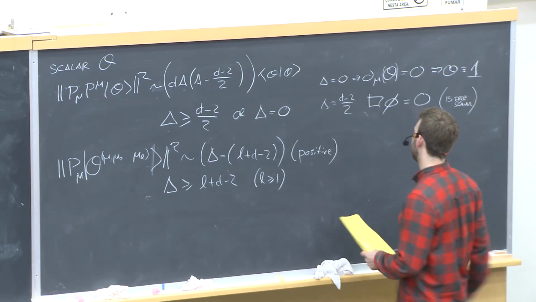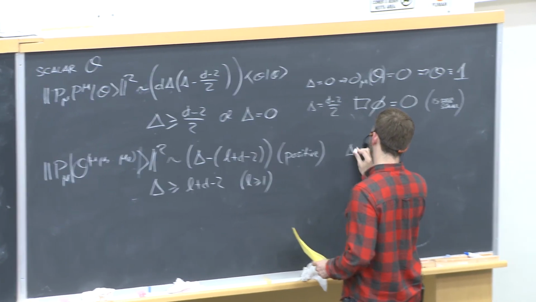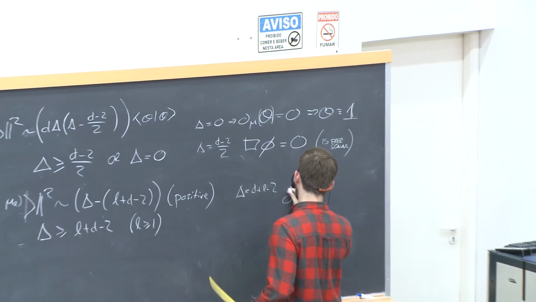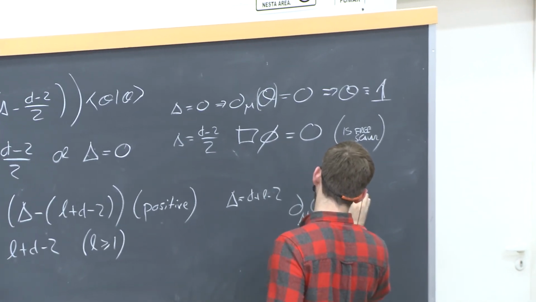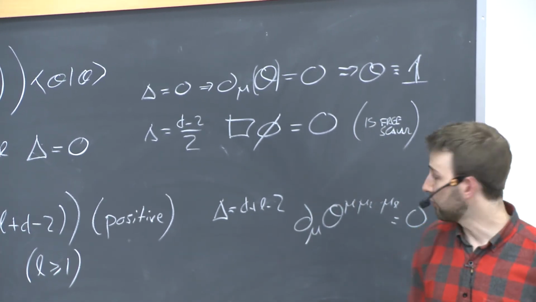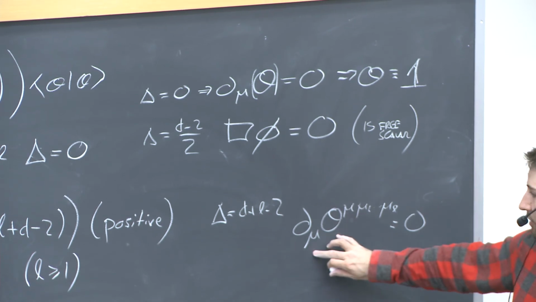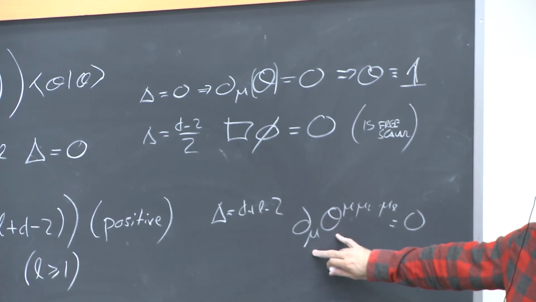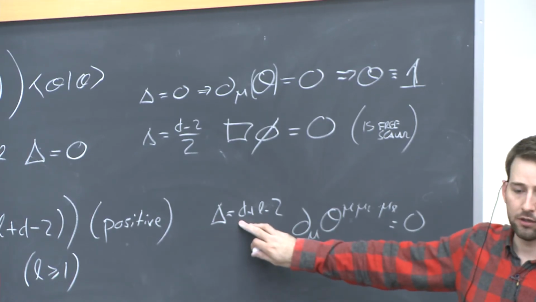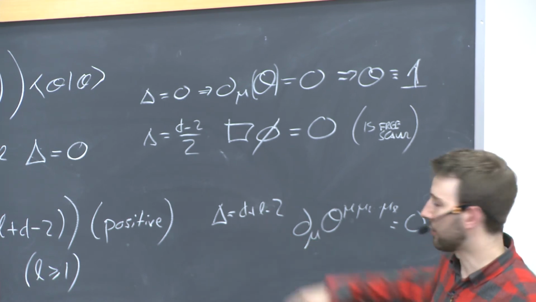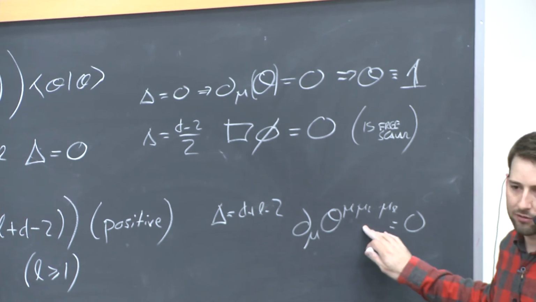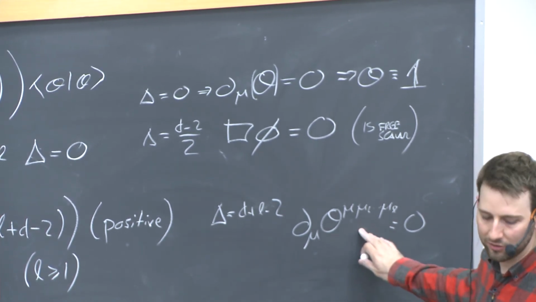And in this case, d plus L minus 2, you find that d mu O mu 2 up to mu L is equal to 0. This is a conservation condition. In the case when L is equal to 1, this just looks like an ordinary conserved current. This tells you that an ordinary conserved current, which is a vector, has to have dimension d minus 1 in a unitary conformal field theory. More generally, these are some sort of higher spin conserved currents that normally only appear in free field theories, and I won't discuss them.